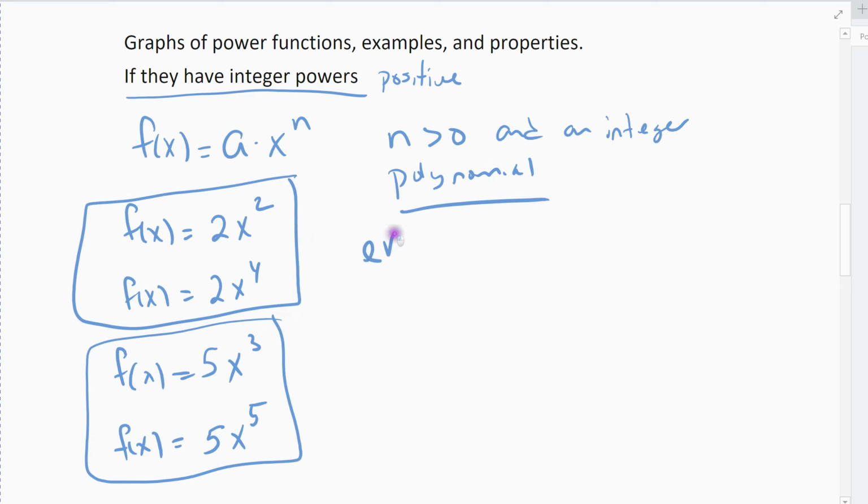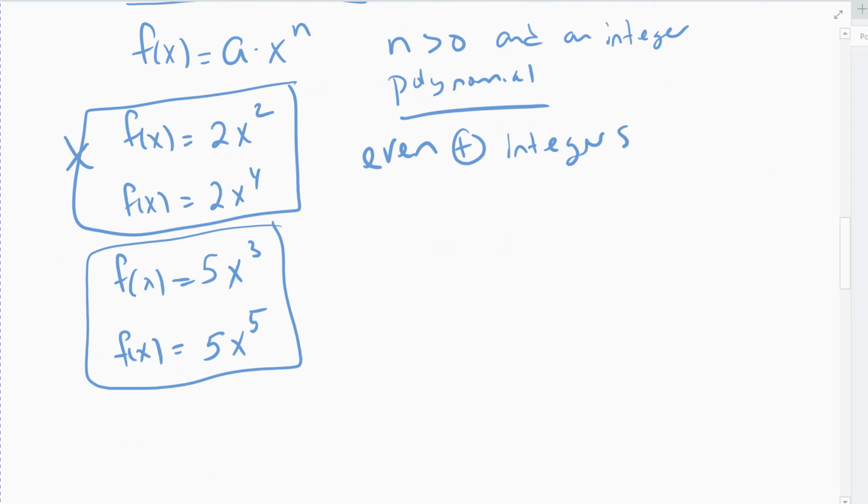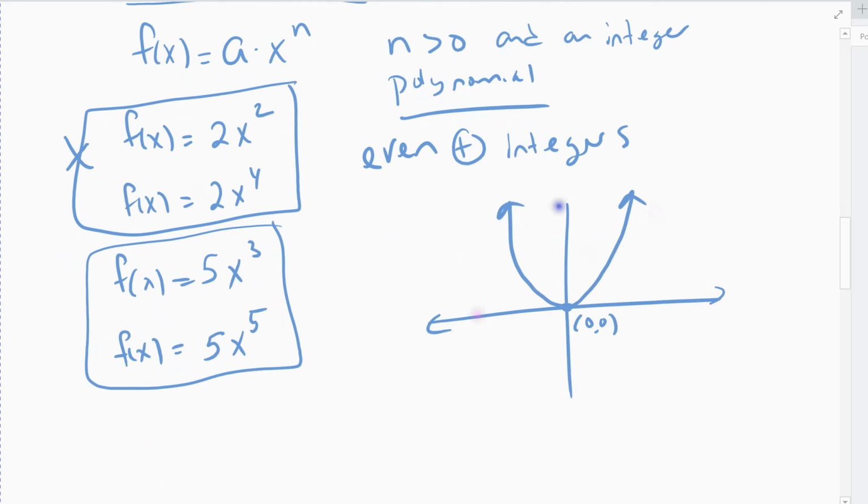So if I have even positive integers, if you graph these first two functions, it's always going to be a parabola case. They're always going to hit the origin. If I plug 0 in, I get 0 out. And then they're always going to open up like a parabola. Now, if I've got a higher degree, it tends to flatten out here at the 0, but it still has the same basic shape. And so those would be if my a is greater than 0.